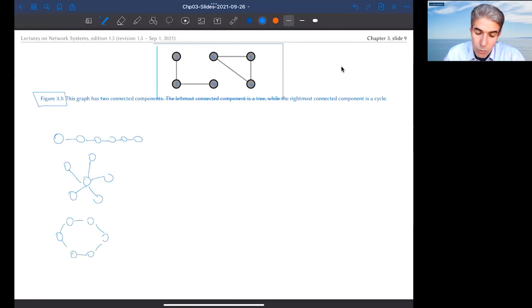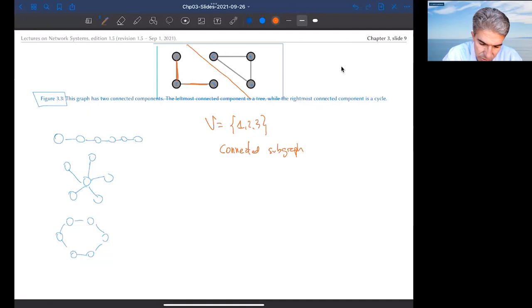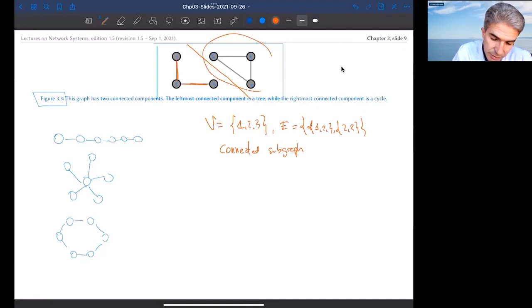Here in figure 3.3, I've given you an example of a picture of a graph that is not connected. Whenever a graph is not connected, it is always possible and rather simple to virtually imagine drawing a line and understanding that if you consider the subgraph induced by the nodes 1, 2, 3, with therefore also these edges, then that's a connected subgraph. Which one is the connected subgraph? V equal to 1, 2, 3, and edges 1, 2 and 2, 3. So that's a connected subgraph. Similarly, the other one is also a connected subgraph.